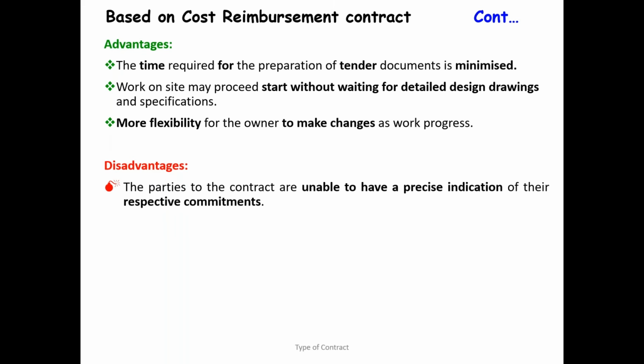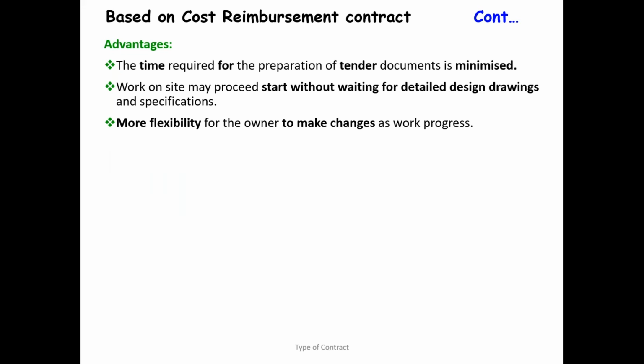But the disadvantage: most of the time, the cost reimbursement contract starts without defining a clear scope of work. Therefore, there is time for design and construction together. When it comes to advantages, there are so many we can say. The total overall period is reduced, right? With negotiated tendering, you don't need to waste time on tender evaluation.